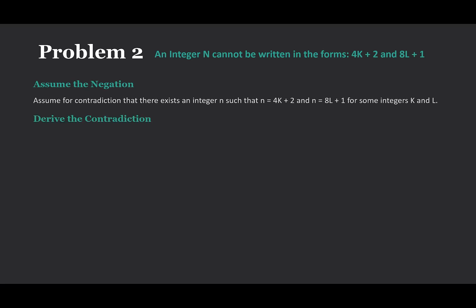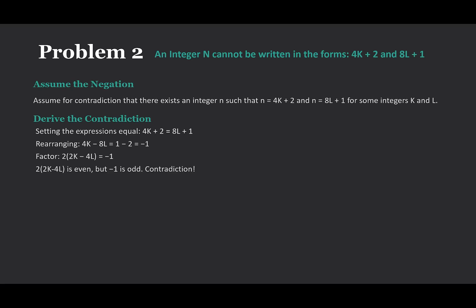Now we're ready to derive our contradiction. We'll start by setting 4k plus 2 equal to 8l plus 1. We can rearrange that, bringing the variables to the left and the numbers to the right. We have 4k minus 8l is equal to 1 minus 2, which we'll write as negative 1. 4k and 8l are both even, so let's factor out a 2. Now I have 2 times (2k minus 4l) is equal to negative 1, and that causes our contradiction.